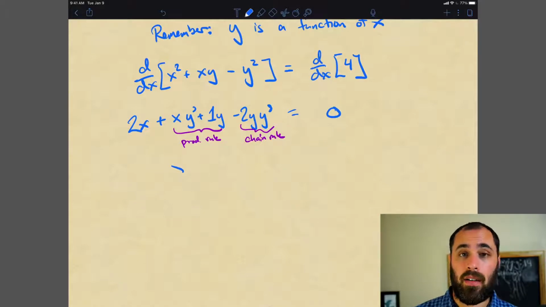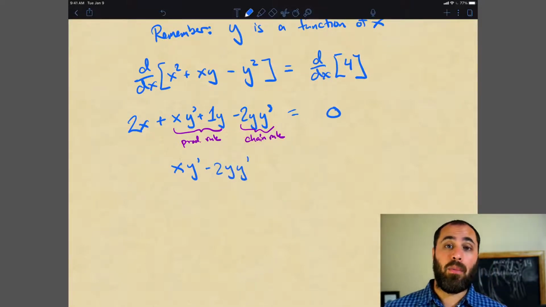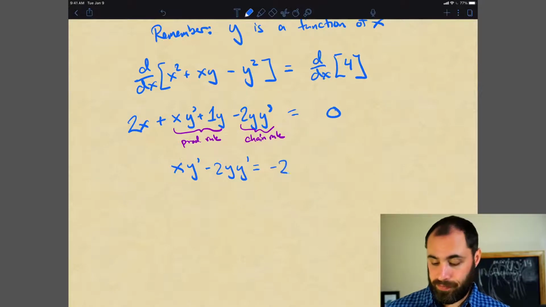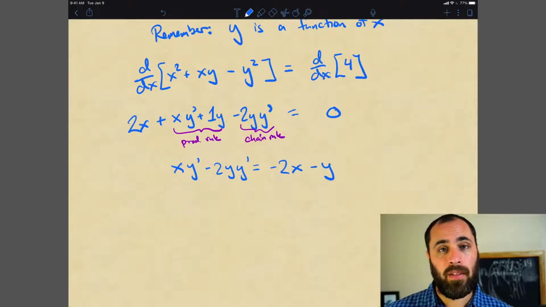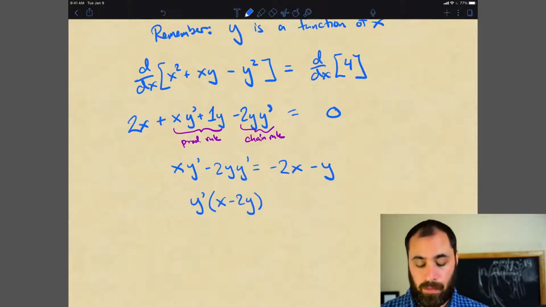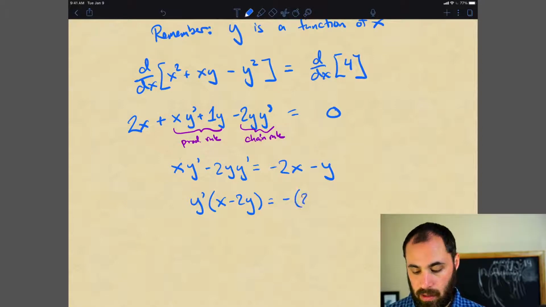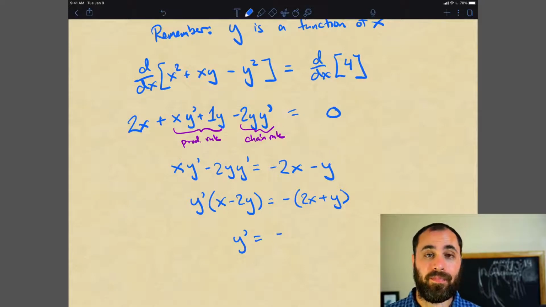Our next goal is to solve for y prime. So we'll take all the terms that don't involve a y prime and we will move them over to the right-hand side. And now to get the y prime out of these terms on the left, we can factor. We can factor y prime out. And then we'll divide by that factor to isolate the y prime. And this is the expression we get.